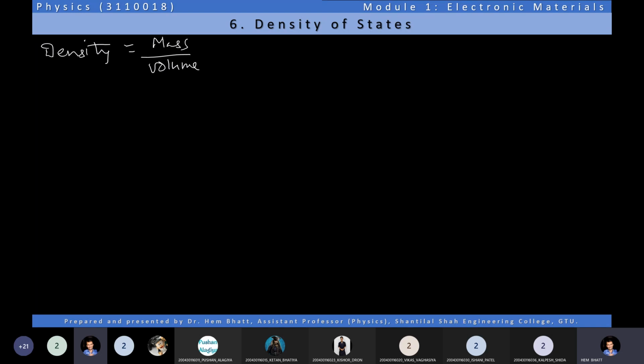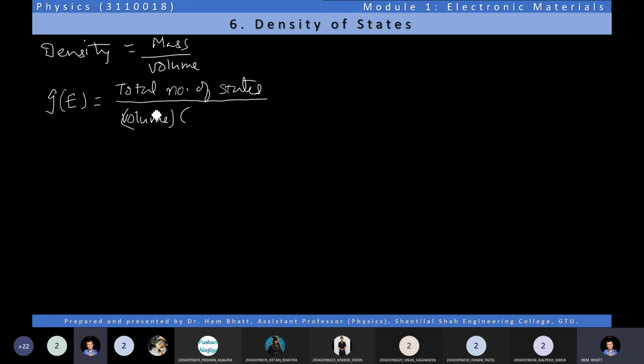So here we are not talking even about number density. અત્યારે આપણે જેની વાત કરવાની છે નંબર ડેન્સિટી નથી, માસ ડેન્સિટી નથી, કંઈક જુદું જ છે. What we are talking about today is how many energy levels we have per unit volume. So it is called density of states. Density of states છે એનો સિમ્બોલ G of E છે. It is total number of states divided by volume, obviously, and energy.